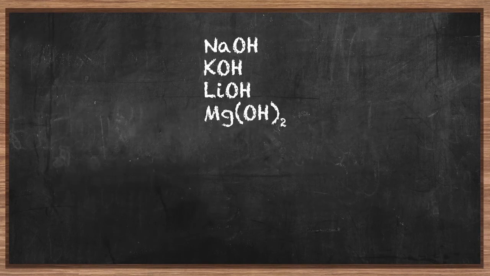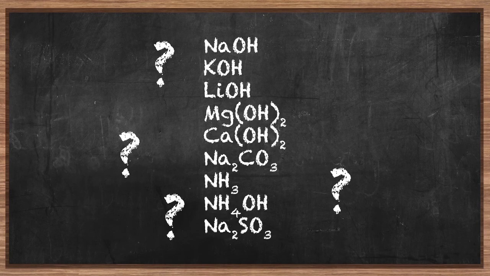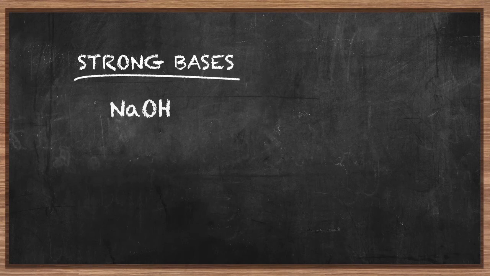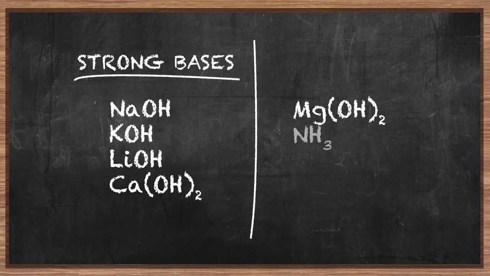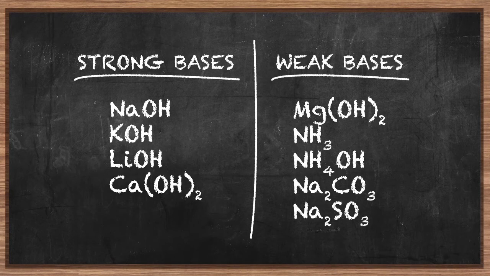Now, let's consider strong and weak bases. Which of these bases is strong? The strong bases are sodium hydroxide, potassium hydroxide, lithium hydroxide, and calcium hydroxide. Magnesium hydroxide, ammonia, ammonium hydroxide, sodium carbonate, and sodium sulfite are weak bases.